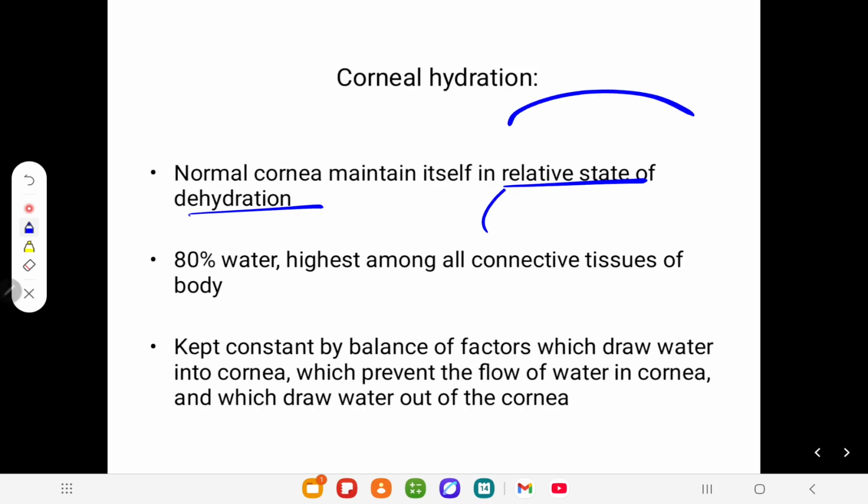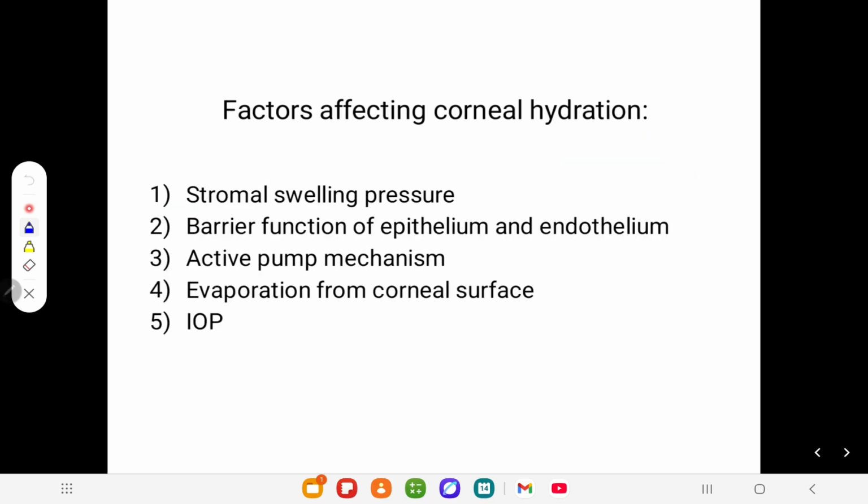So basically it means, if this is a cornea, some water comes into the cornea and some water goes out of the cornea, and actually the cornea maintains it by throwing water out, isn't it? And the one of the main structures responsible for throwing water out of the cornea is the corneal endothelium pump mechanism, isn't it? Yes.